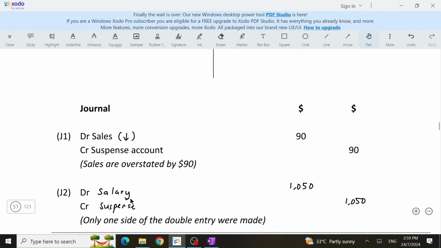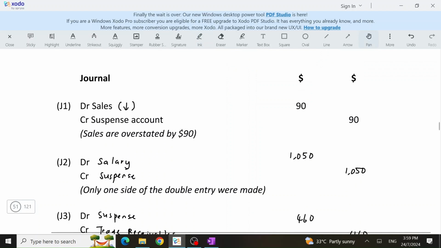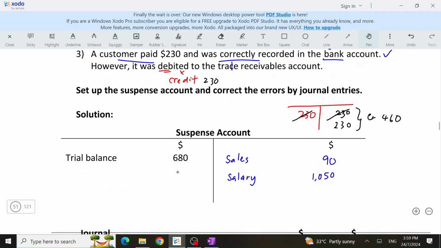Secondly, still credit suspense, but now it is salary. So you go to suspense account, you put here 1050, and this will be your salary. Lastly, it is a debit. Debit 460, and it is trade receivables. So I put here 460. The name of my account is trade receivables.